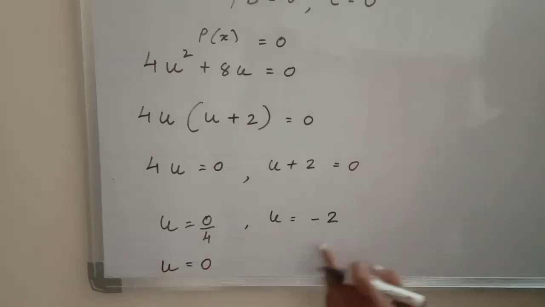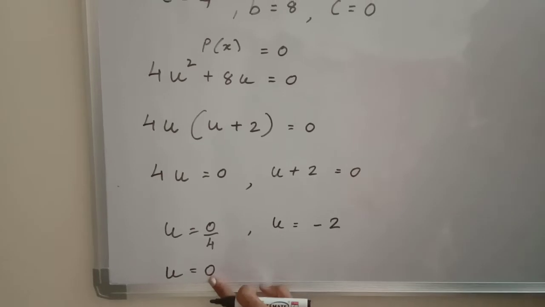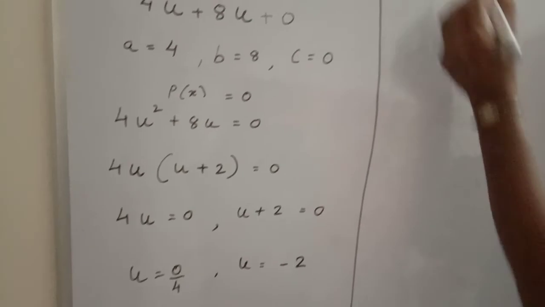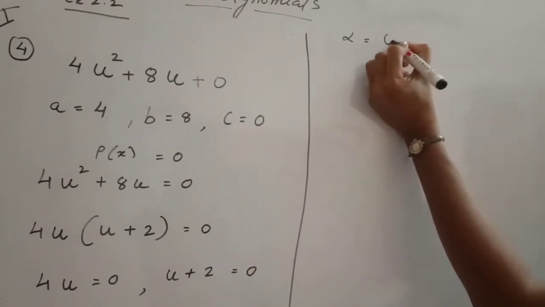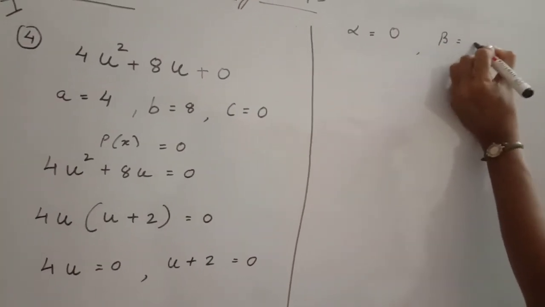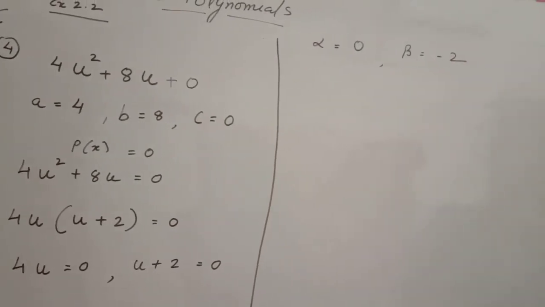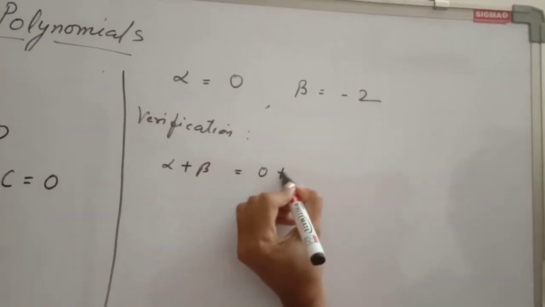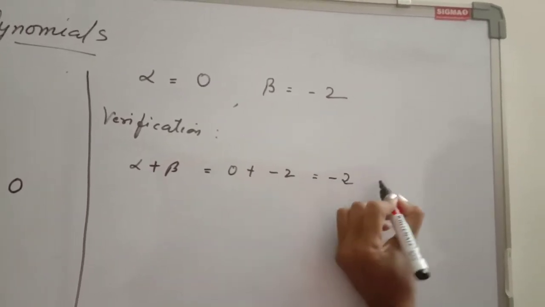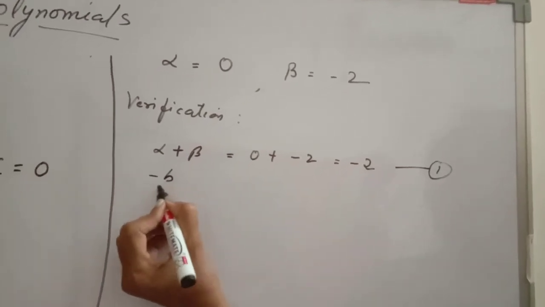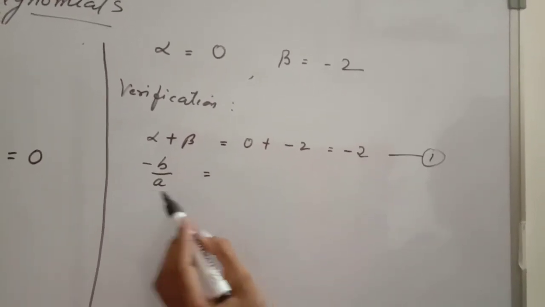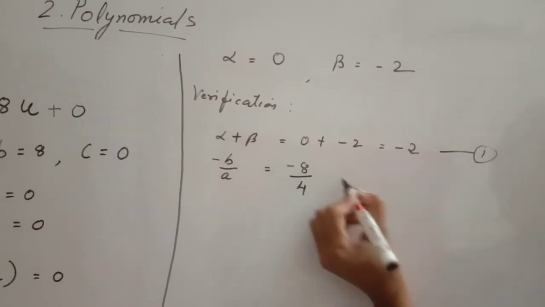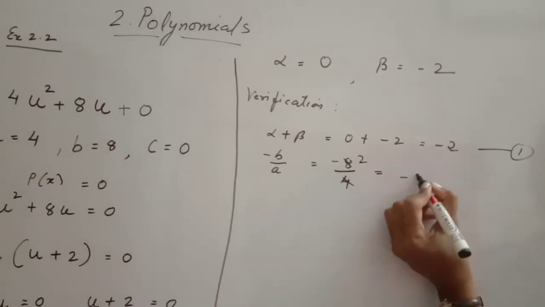So it has two zeros. First is 0 and the second is minus 2. So I can say that alpha is equal to 0, beta is equal to minus 2. I will find alpha plus beta. What is alpha? 0. What is beta? Minus 2. So the answer is minus 2. This is my first. Now I will find minus b by a. What is minus b? That is 8. What is a? That is 4.